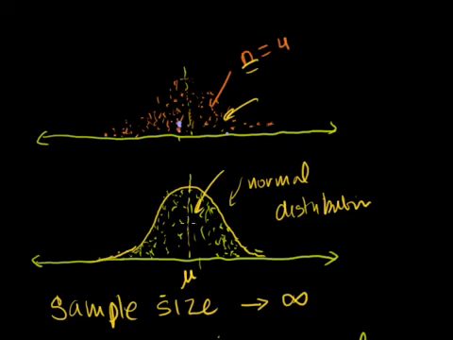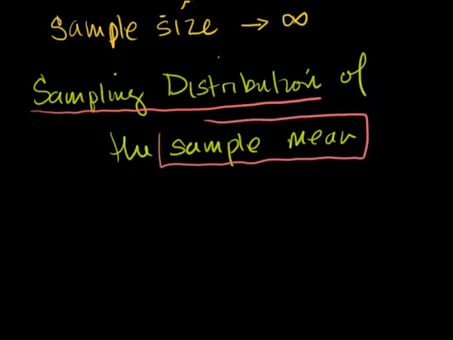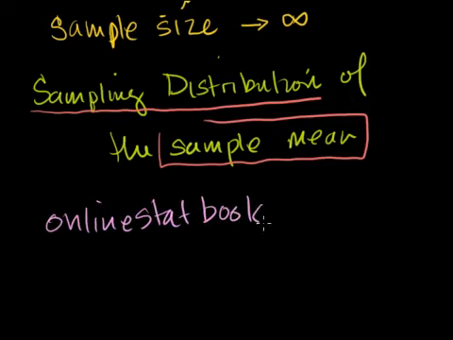So let's do that with this app right here. And just to give proper credit where credit is due, I think it was developed at Rice University. This is from onlinestatbook.com. This is their app, which I think is a really neat app because it really helps you to visualize what a sampling distribution of the sample mean is.